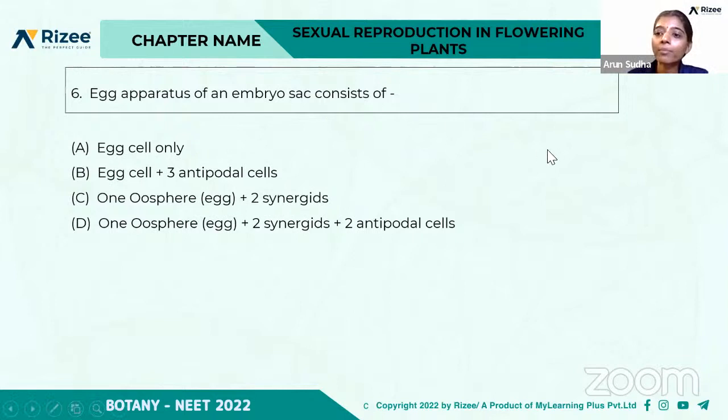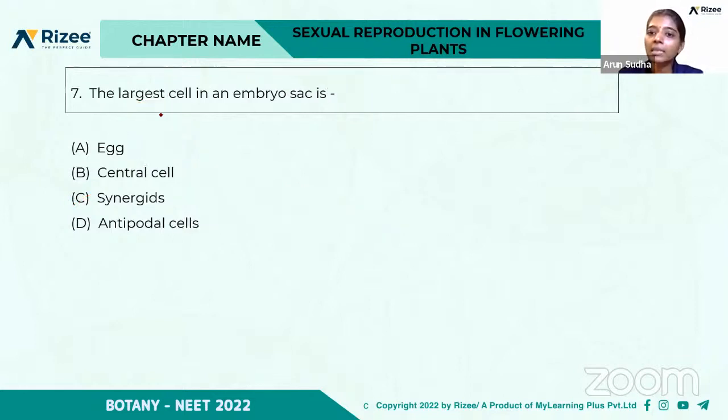Then, the egg apparatus of an embryo sac consists of: egg cell only, egg cell plus 3 antipodal cells, 1 oosphere plus 2 synergids, or 1 oosphere plus 2 synergids plus 2 antipodal cells. Which is the correct option? Option C is the right answer. The egg plus 2 synergids together are called the egg apparatus. C is the right answer. The largest cell in an embryo sac is the egg, central cell, synergids, or antipodal cells. The central cell is the right answer, because it is larger than the other cells.